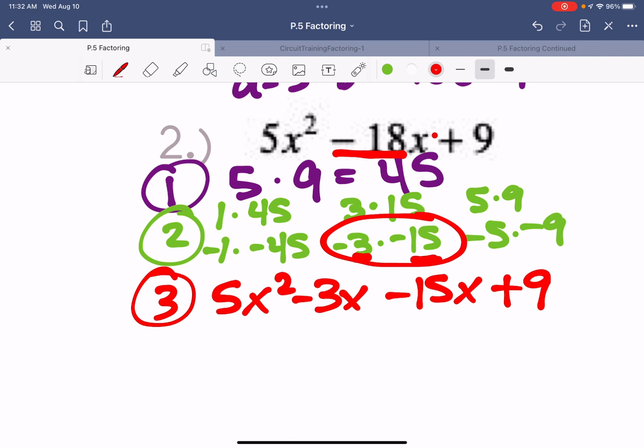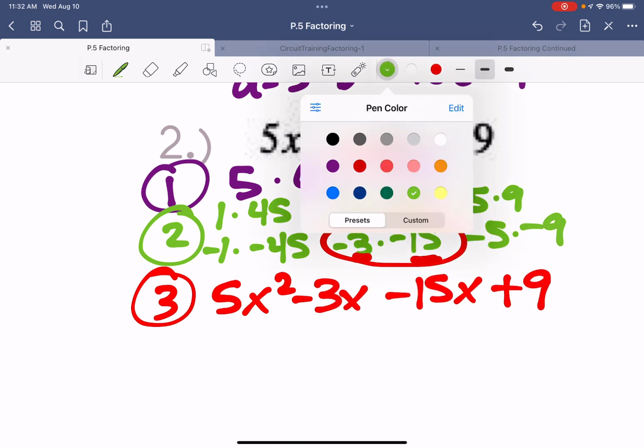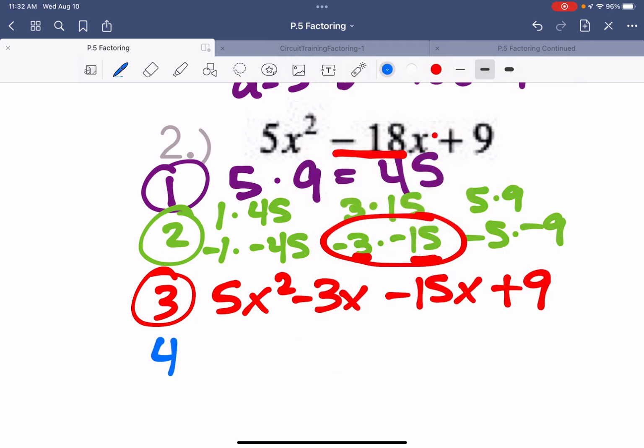Another question I have on this is, does it matter what order? No, not at all. I could have said minus 15x minus 3x, and that would have still worked out the exact same way. Okay, so once I have done this, now I'm going to move on to step 4, which is factor by grouping.